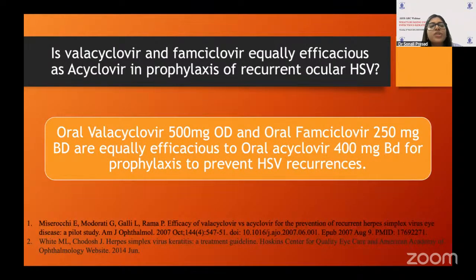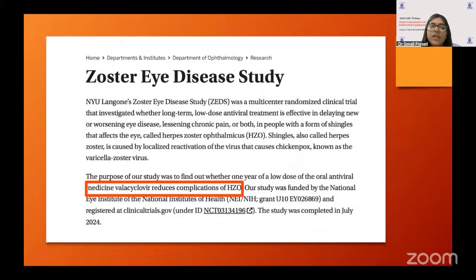Another question is, are valacyclovir and famciclovir equally effective as acyclovir? Studies have commented that oral valacyclovir 500 mg OD and oral famciclovir 250 mg BD are equivalent to a dose of oral acyclovir 400 mg BD. To support this, we have a recent zoster eye disease study, the results of which have been published in the July AAO. This study was done to see the efficacy of low dose valacyclovir.